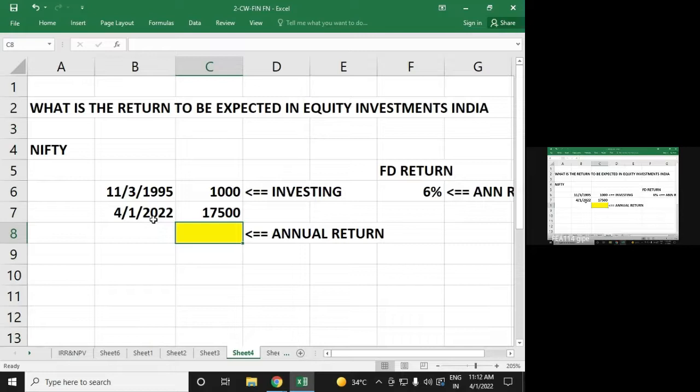Now we are saying Nifty started in 1995. So it is an index number. So the base index started at 1000. So understand that if we had invested 1000 rupees in 1995, today it would be 17,500. How much is my annualized return?